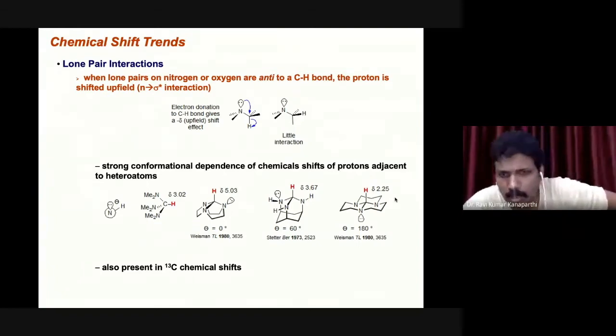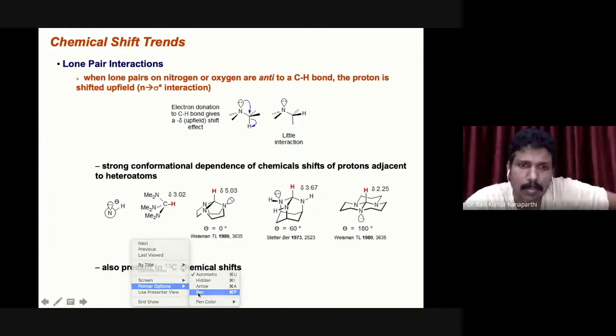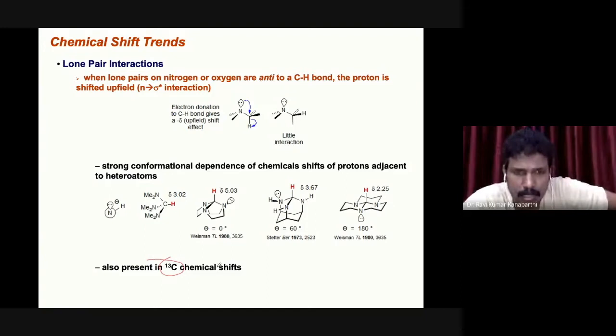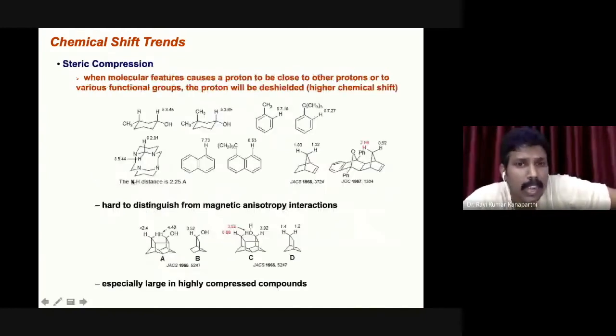This is the same even for carbon-13 NMR signals. Even though I have explained with regard to the proton chemical shift value, similar effects are also observed in the case of carbon-13 NMR signals. The strong conformational dependence of the chemical shift of a proton on adjacent heteroatoms is the point that you should remember. And then steric factors again can play a role.